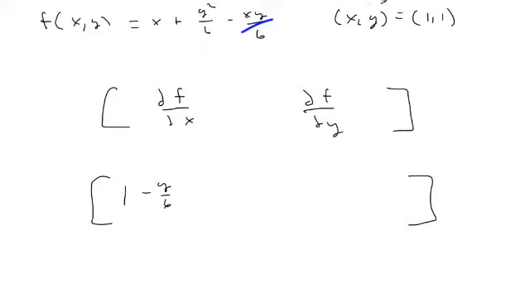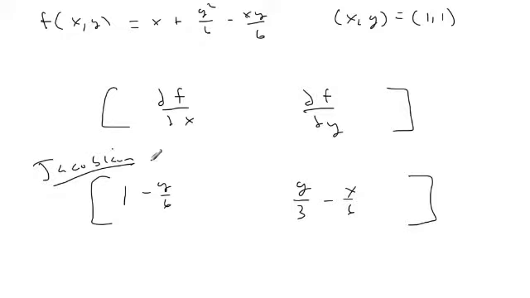Derivative of that is just a constant. So filling that in, we've got y over 3 minus x over 6. Okay, great. That's our Jacobian, which, like I said, is the derivative.